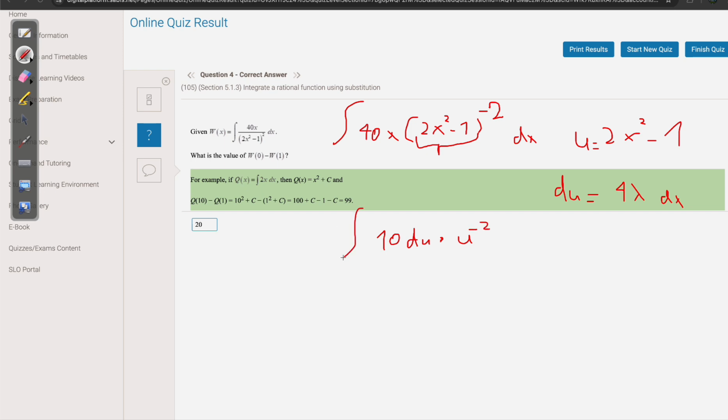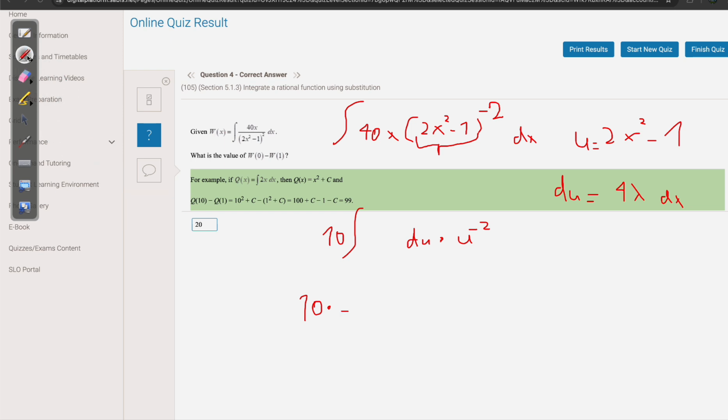And now we integrate. You can take 10 out as a constant. And now you integrate. The du disappears since it's the derivative. Then the integral with the derivative is gone. So 10 times negative u to the negative 1, which is negative 1 over u.